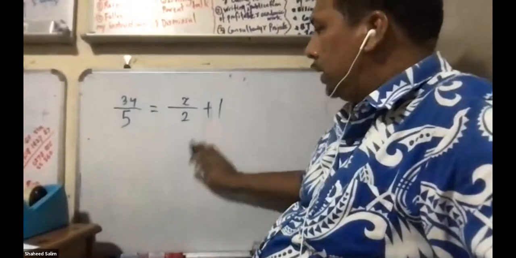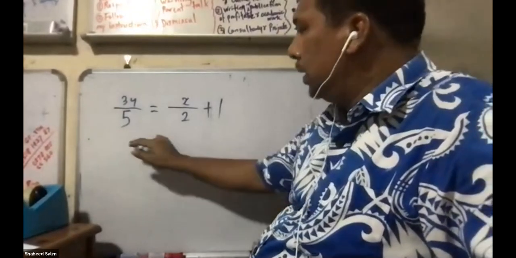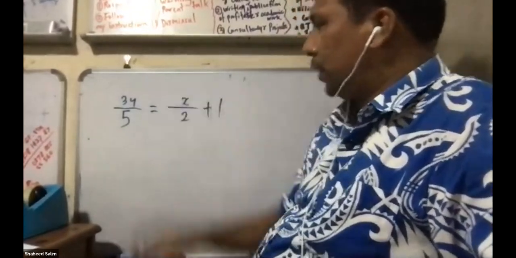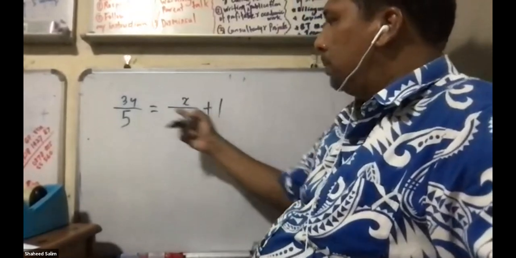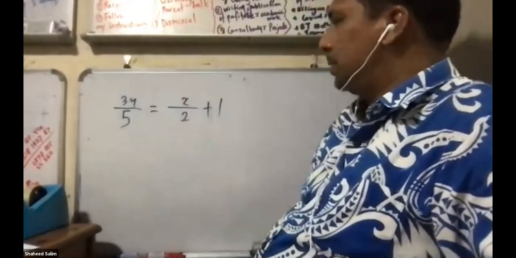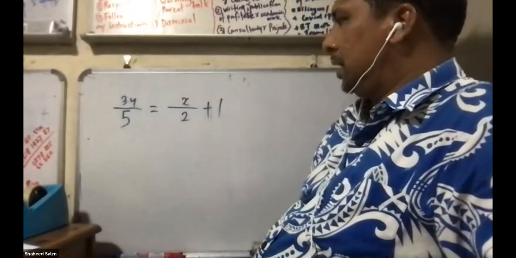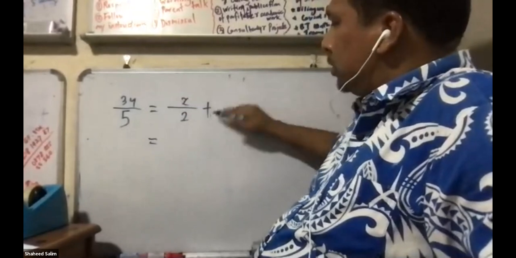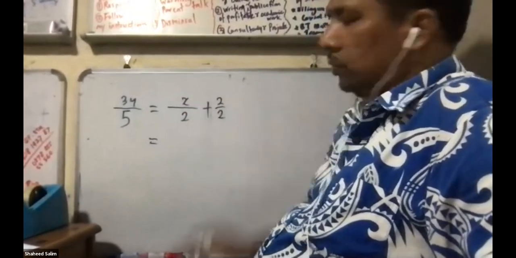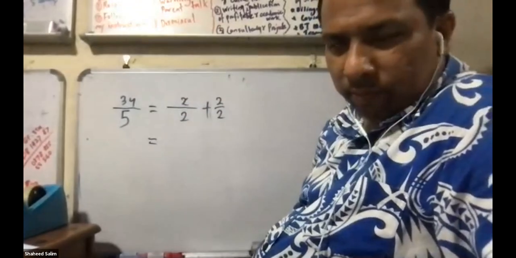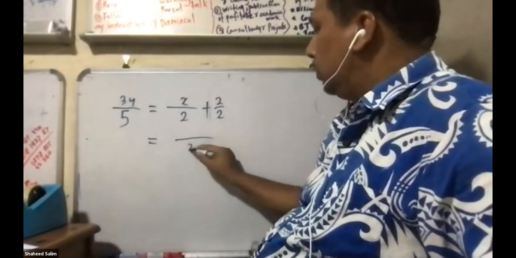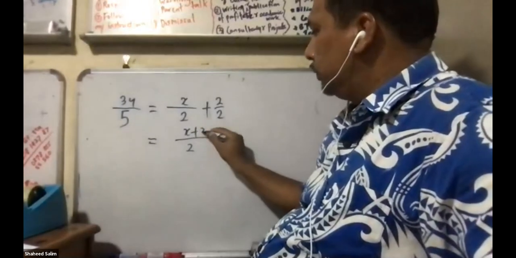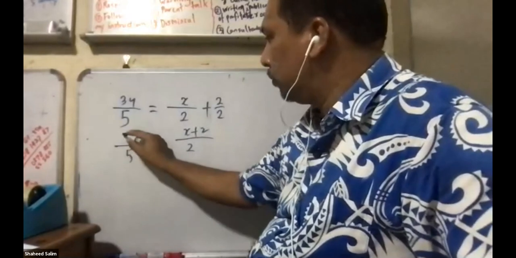First thing you do down here is you must remember you need to have both sides as a single fraction. You can bring this one there, leave it here, doesn't matter. Let's say we leave it here. Okay, one minute. So I'm going to make this 1 the same as 2 over 2. Correct? So now I combine: 2 is x plus 2. This is 5, 3y.